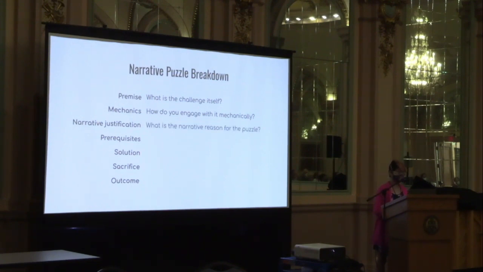Narrative justification is the in-universe reason for why the puzzle exists and why the player character needs to engage with it in this way. For example, a powerful device is shut off to you, so you need the combination to activate it. The enemy is too powerful to fight directly, so you need to overcome them a different way. Clues are written in a dead language, so you need to translate them.